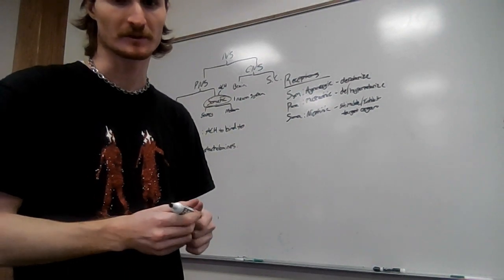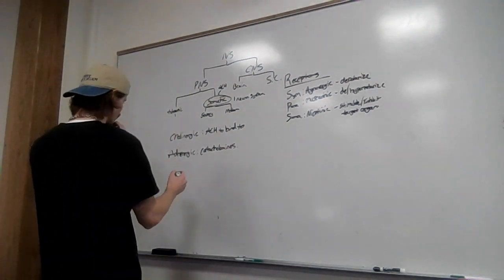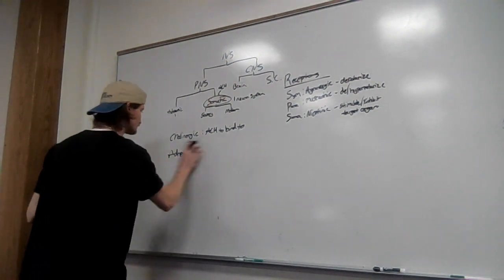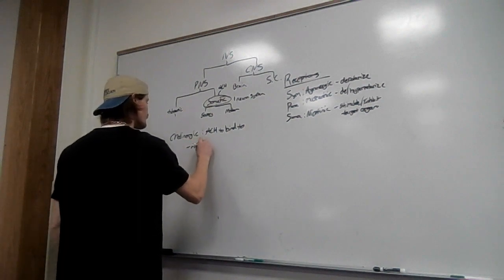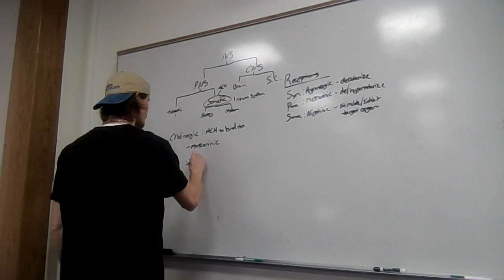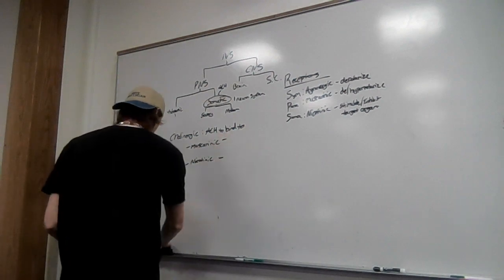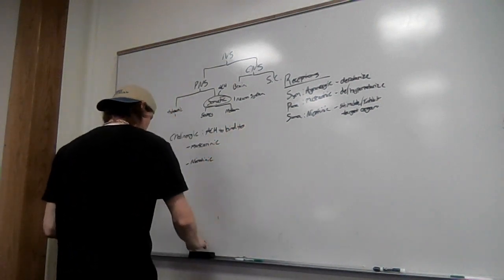Explain the different subdivisions of each type. Okay, so for cholinergic, this is the one that has muscarinic and nicotinic.